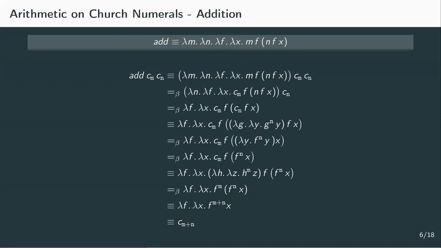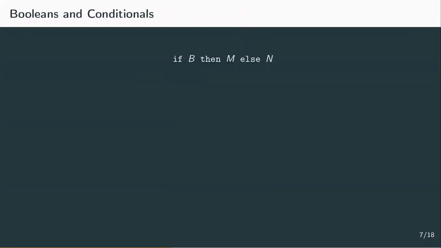Next up, we want to define booleans, and with them, if-then-else conditionals. So, we want a lambda term that, if some condition, let's call it b, holds, returns m. Otherwise, it should return n. The b will be a boolean value constructed as a lambda term. M and n will be arbitrary lambda terms. And this conditional will be translated into the application b applied to m applied to n.